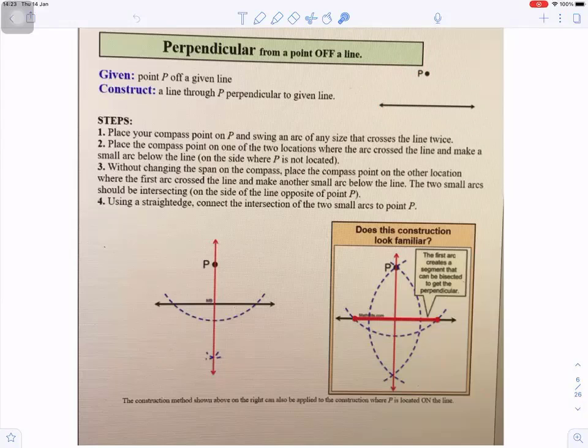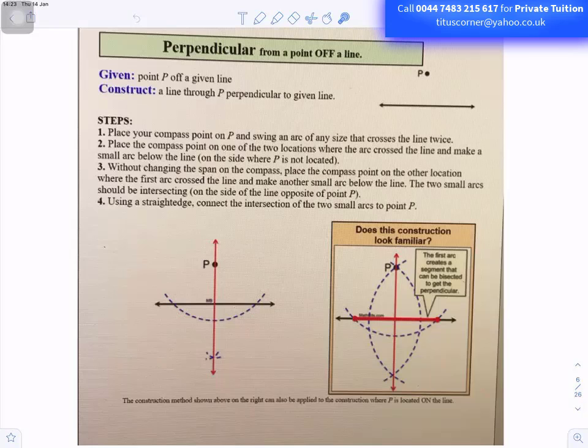So the steps are: place your compass point on P and swing an arc of any size across the line twice, so that the arc crosses it at 2 points. That's the process. Number 2, place a compass point on one of the 2 locations where the arc crosses the line and make a small arc below the line, on the other side where P is not located.